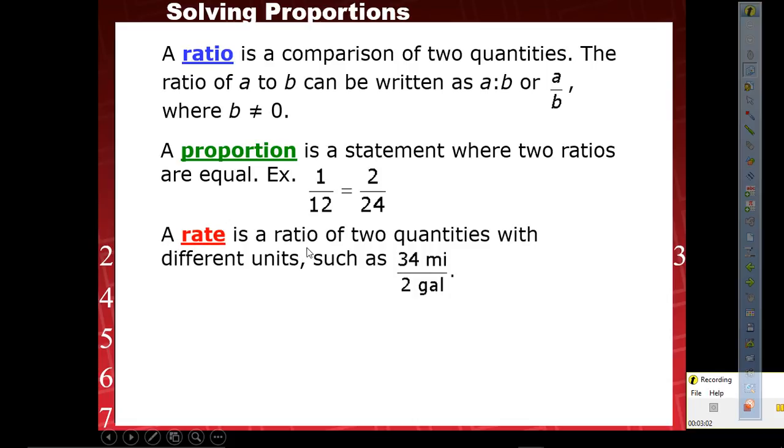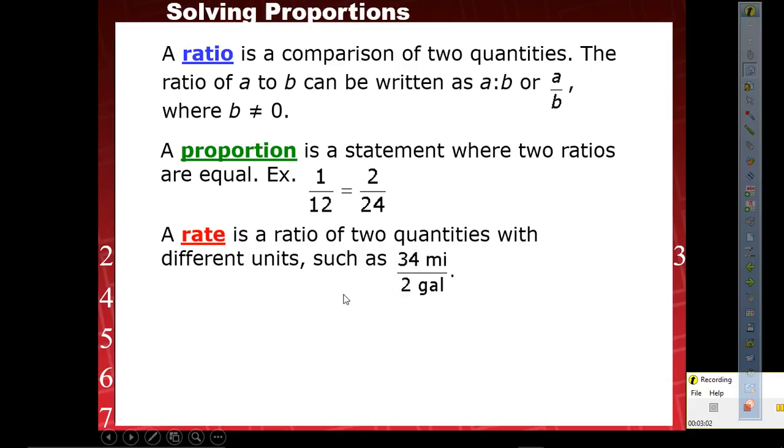Let me go to number 3. A rate is a ratio of two quantities with different units. Look at this one: miles and gallons. Different units. Do you guys see that? This is distance, and this is more of a measurement of liquid. Who can think of another rate? Nina: miles per hour. Miles is distance, hours is time. Those are two different measures. Those are rates.